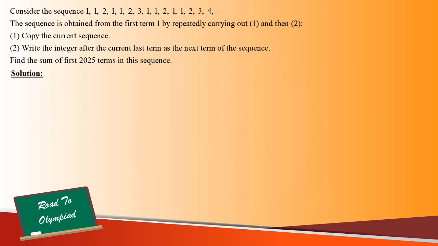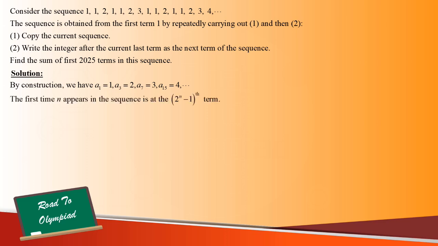To solve this problem, we start by noticing that by the way of construction, we have A1 = 1, A3 = 2, A7 = 3, A15 = 4, and so on, where An is the nth term in the sequence. From the patterns, we can see that the first time the integer n will appear in the sequence is at the (2^n − 1)th term.